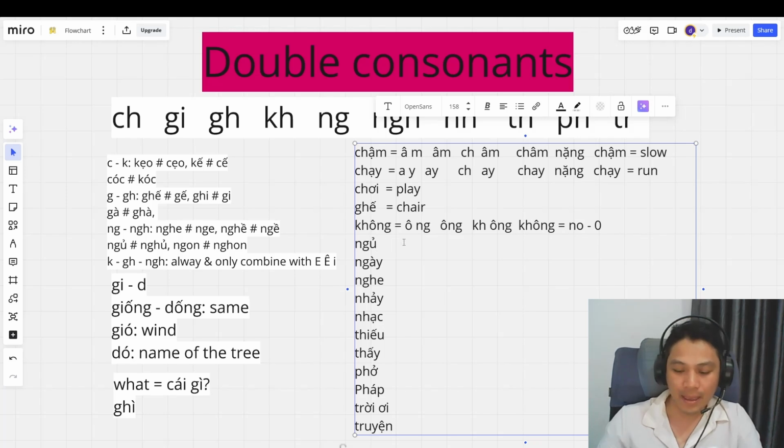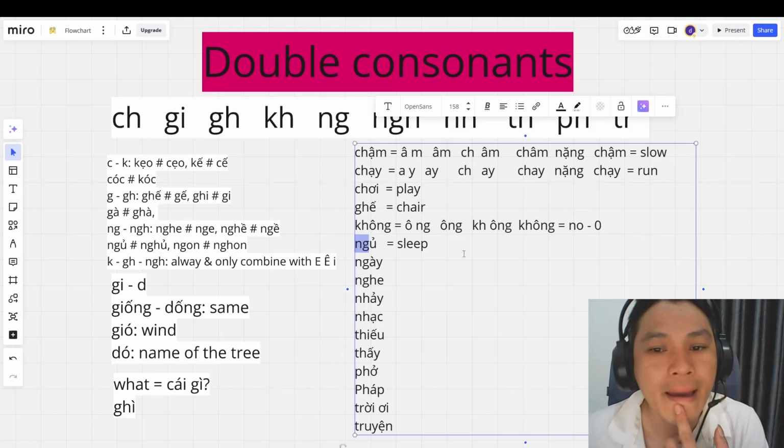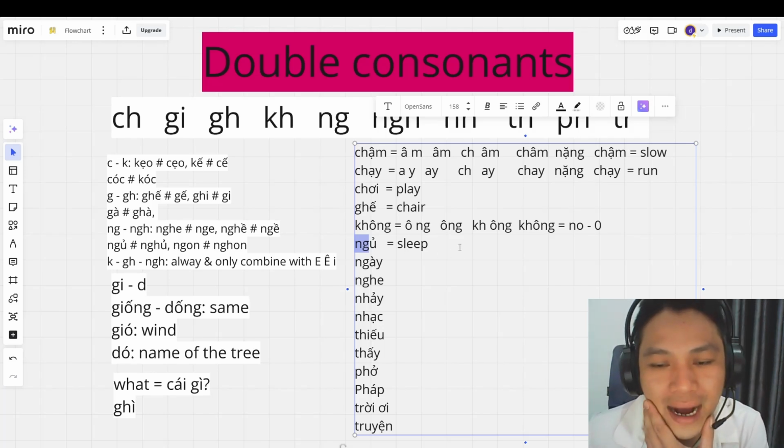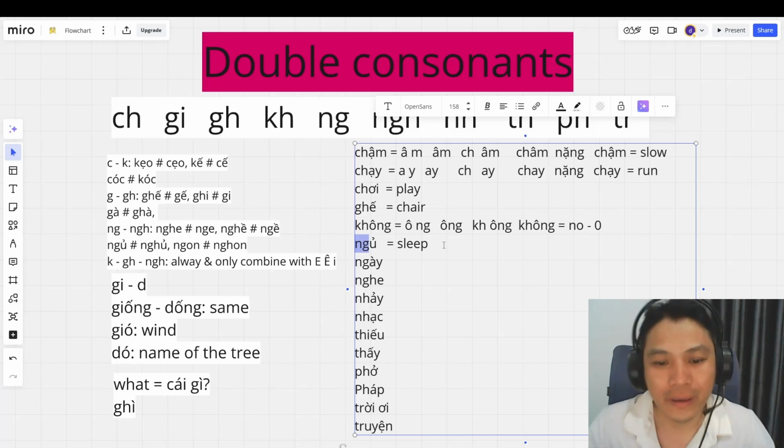Or like this one. This word is a little bit hard with ngờ. Ngờ is ngủ. It means sleep. But sometimes you're gonna struggle with this word ngờ. Let's see my mouth to say this word ngờ. You're gonna open your mouth like this. Ngờ, and don't move your tongue. Ngờ, ngờ. Alright, ngờ. And then when you say ngủ, you can say like ngủ, ngủ.